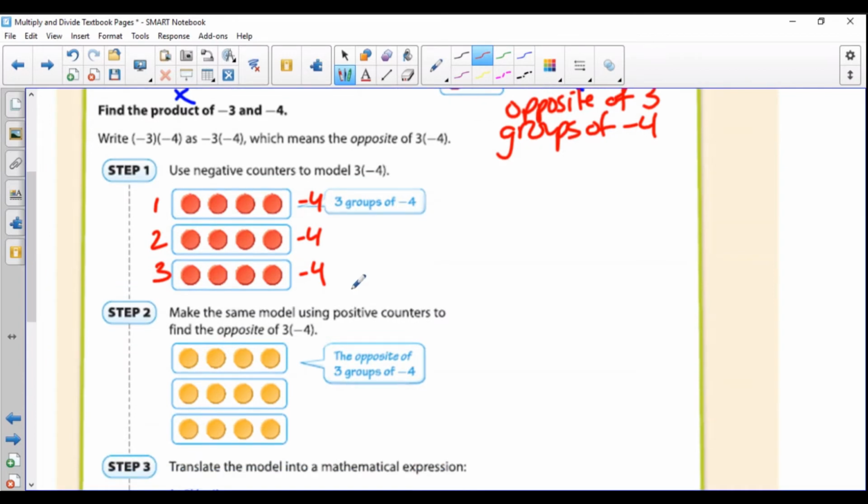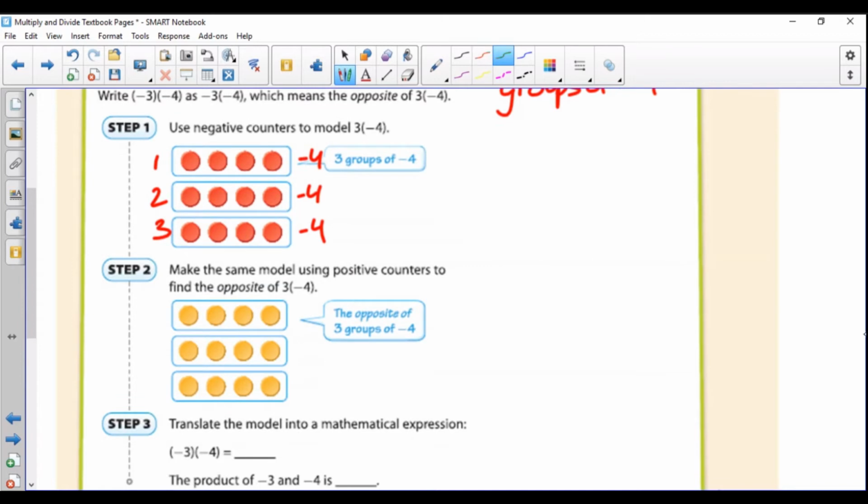Now they asked me to do the opposite of 3 groups of negative 4. So the opposite of 3 groups of negative 4 is 3 groups of positive 4. So we did the opposite. That's exactly what it says. The opposite of 3 groups of negative 4.